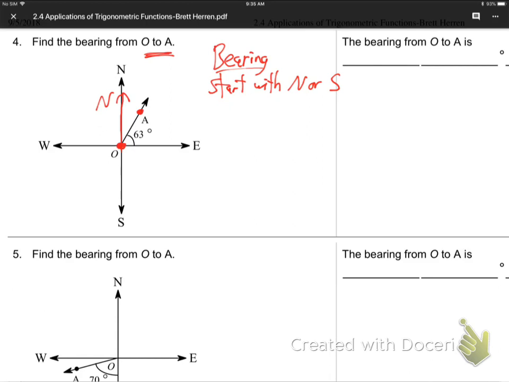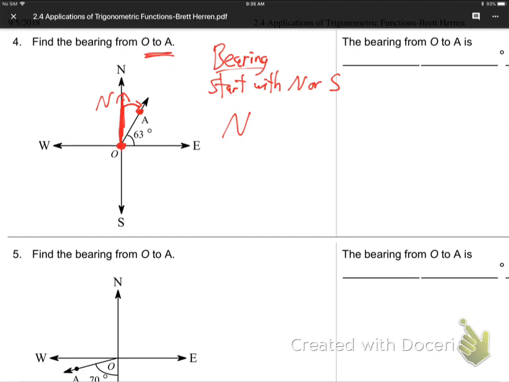So in our case, we're going to have to start with north, because we're headed north. We're not headed south, for sure. We're headed north. So we'll say, okay, our bearing is north. But then it's not pure north, is it? It's not straight up. If it was just straight up, you'd just say north. But it's off of north a little bit. There's how much off of north it is, which is what angle? 27 degrees. Whatever 90 minus 63 is.